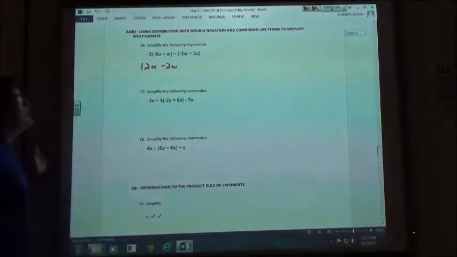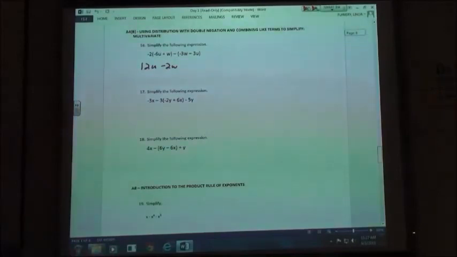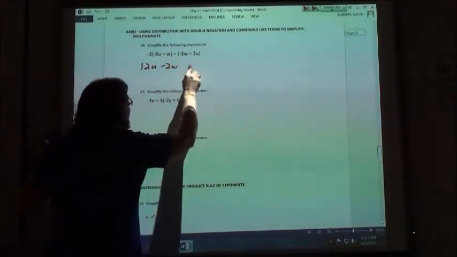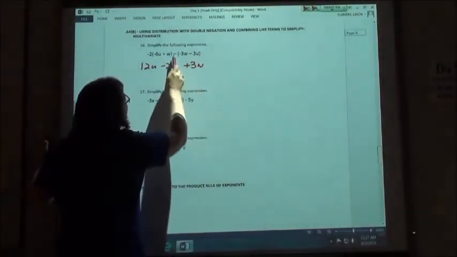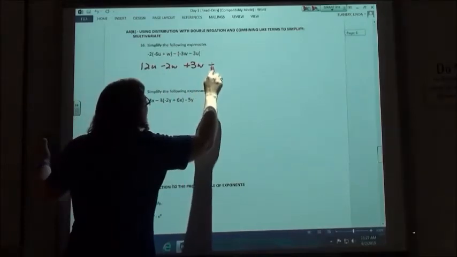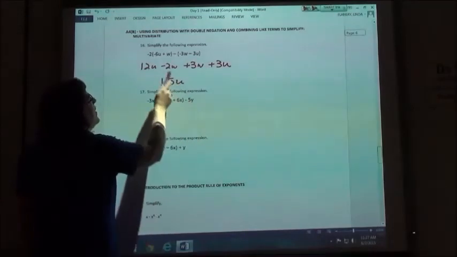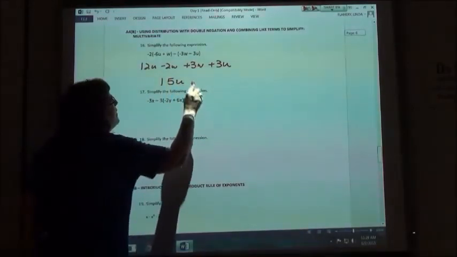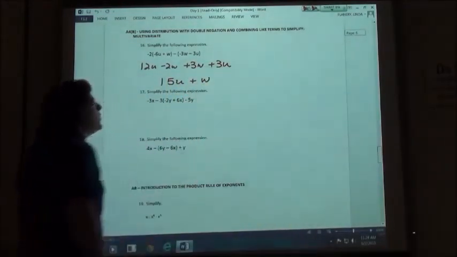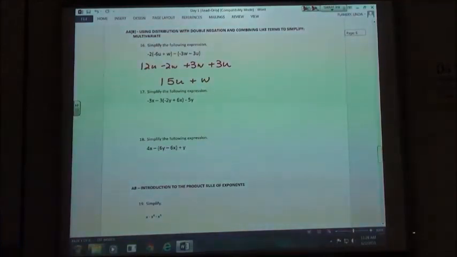Here, you can think of it as multiplying by negative 1, or subtracting is adding the opposite. It's really the same thing. A negative times a negative makes that a positive 3w. A negative times a negative makes that a positive 3u. And so once we got rid of our parentheses, we then combined our like terms. And so 12u plus 3u was 15u. Negative 2w plus 3w is a positive 1w, which we know by now you don't need the 1 in front.